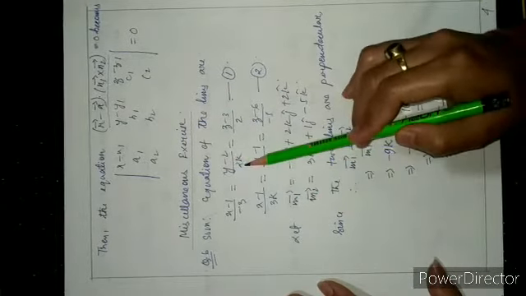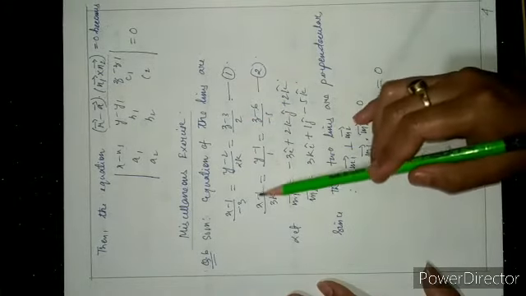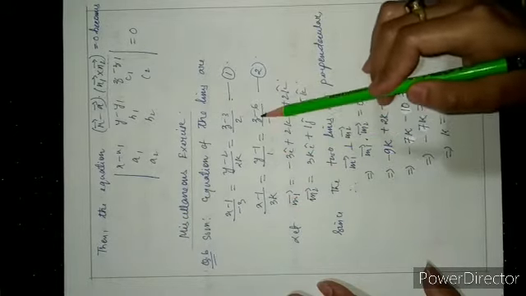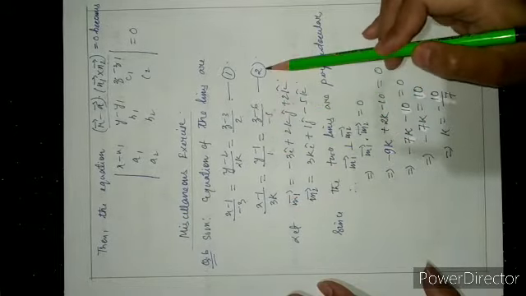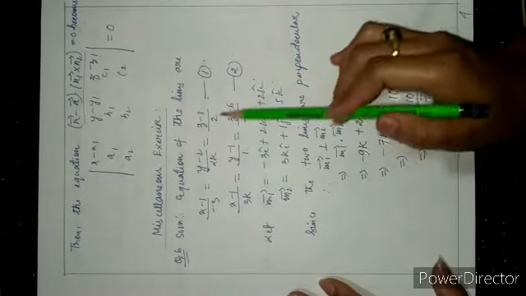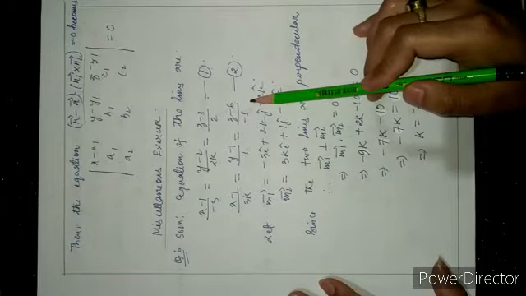y minus 2 by 2k, and z minus 3 by 2. Write equation number 1: x minus 1 by 3k, y minus 1 by 1 is equal to z minus 6 by minus 5. Equation 2 is given. Equation of the lines, write them with the denominators, and the direction ratios of the vector.